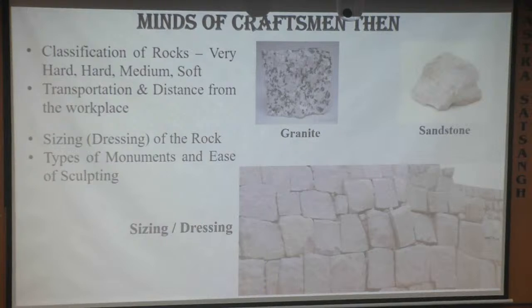And it's also about the minds of the craftsmen during those days. What could have been the thing? If we look back, probably they would have classified them as hard rocks, soft rocks, and medium hard rocks. Then the sizing is one important thing. If you have a huge log of wood, then it cannot be used as furniture in your room. You need to cut it to a proper size. That's what we call sizing. And this is quite comfortable in granites rather than other material. So sizing, or dressing, whatever we need, that's the dimension we need. And that is possible in granites. Okay.